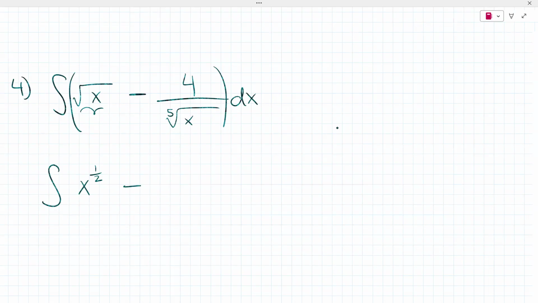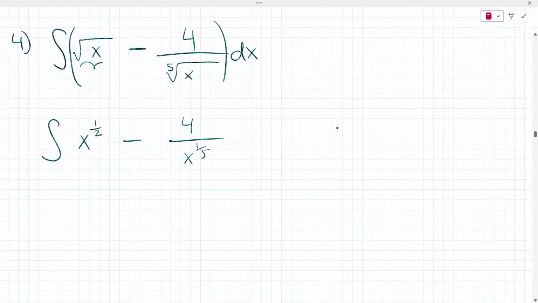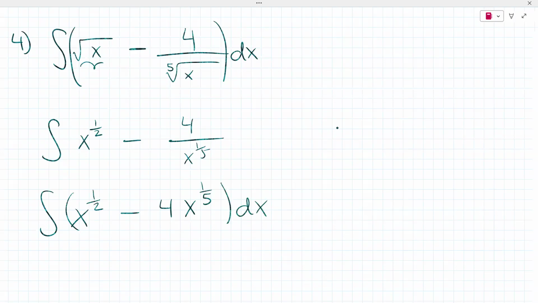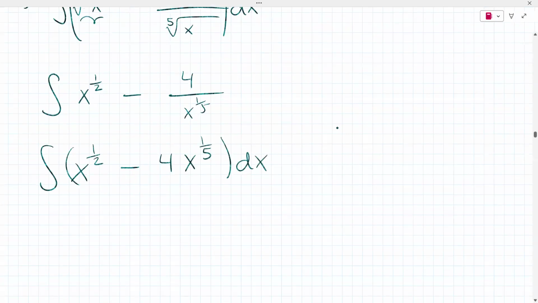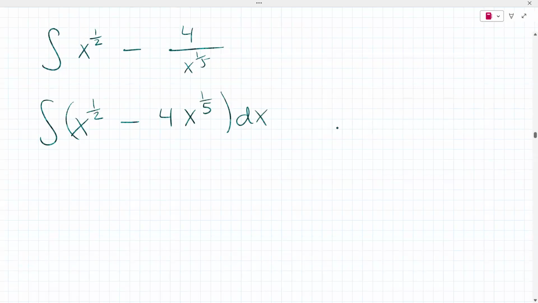Minus, how can I rewrite 4 over the fifth root of x? Well, I know that the fifth root of x is the same thing as x to the 1/5, but I want to make that x to the 1/5 on the numerator to make your life easier. I don't want that x to the 1/5 on the bottom, so you can rewrite this as x to the 1/2 minus 4x to the 1/5, and then dx. Okay. Now we can just take the integration by using your integration rules.